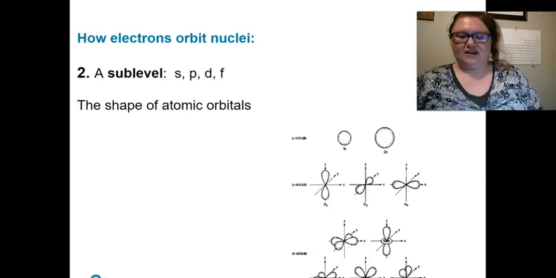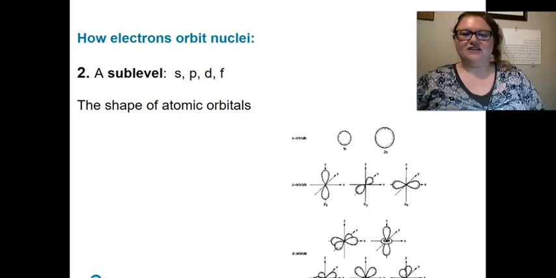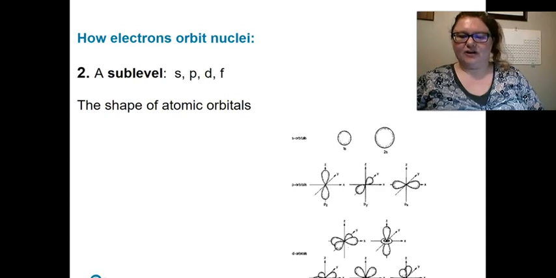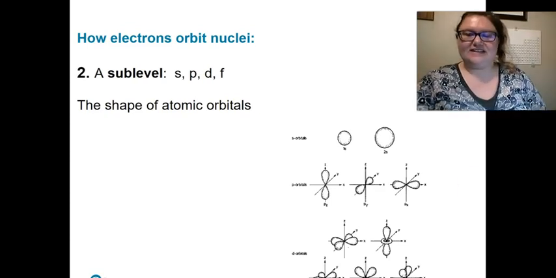Here's just a small offering of what the different ones can look like. I know it's a bit grainy, but the top picture shows two different s orbitals side by side, and then we can see the p orbitals. I'll go into more detail in just a moment. And the bottom shows 5 variations of a d orbital type.